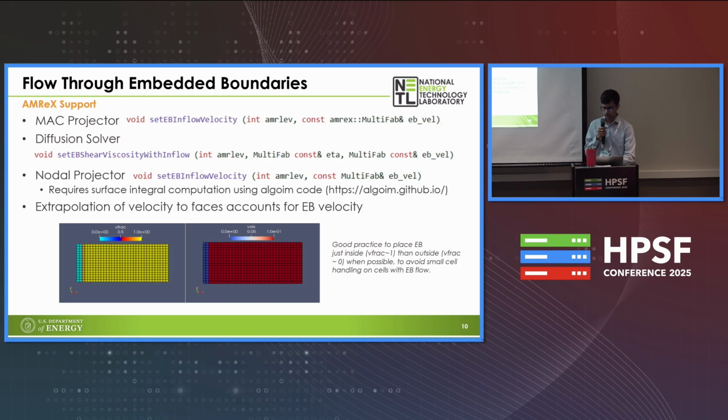Here I also want to mention that in general, it's good practice to place the EB on which we're going to impose velocity just inside rather than just outside. This way we avoid imposing small cell handling on EB cells with inflow. I'll talk a little more about the small cell handling in the last few slides.